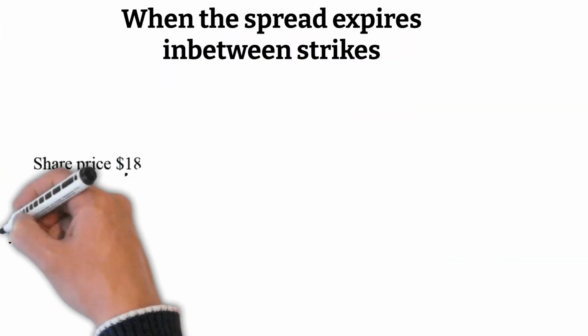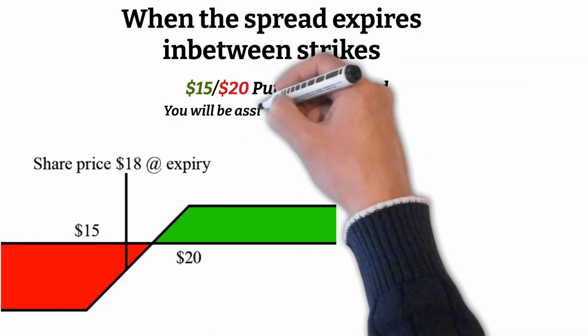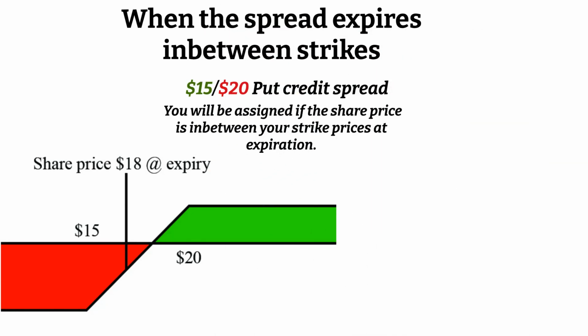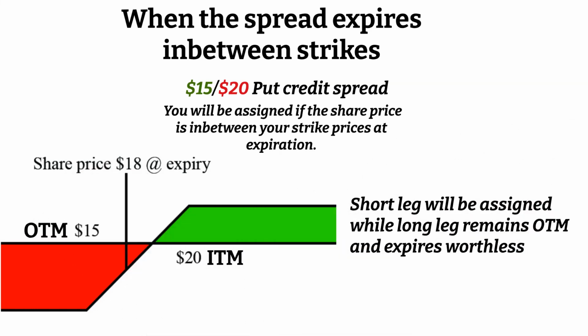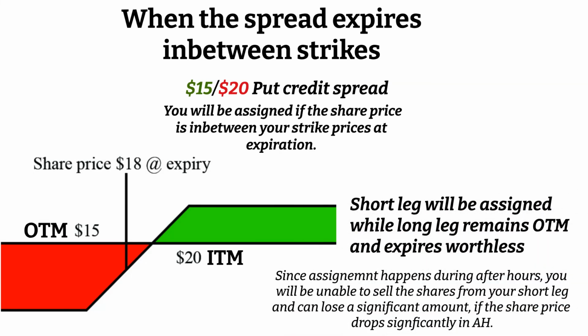The last thing I'll add is that if you let your put spread expire in between the strikes, you're going to be assigned shares from the company. This is because your short leg is in the money and will be exercised while your long leg is out of the money and will expire worthless. Since assignment happens during after hours, if the stock were to continue to significantly drop in price during after hours or pre-market, your loss has the potential to be much greater than it was when it was defined by the spread. So always keep an eye on your spreads close to expiration and close them manually if you do not want to take assignment, because you never know what can happen.